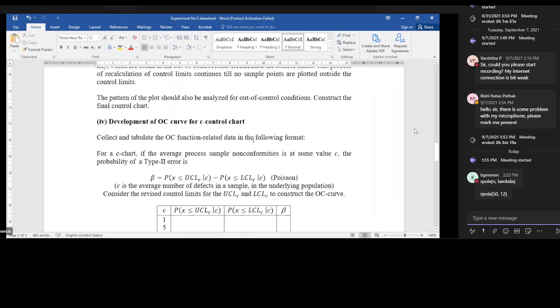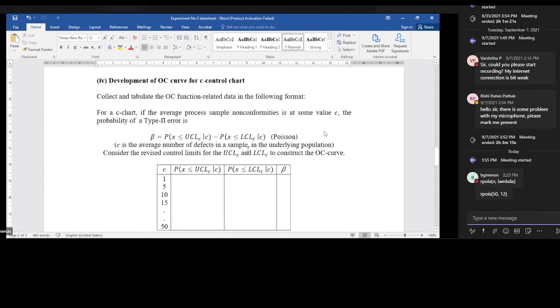Now you will plot the OC curve. In order to plot the OC curve, you have to use the UCL and LCL values of the revised control chart. That means you are actually finding out beta, which symbolizes type 2 error. You are given the value C. So you see the equation: beta equals the probability that X is less than or equal to the upper control limit, X meaning the data point that you are plotting, given C, minus the probability that X will be less than or equal to the lower control limit given C. And this follows a Poisson distribution.